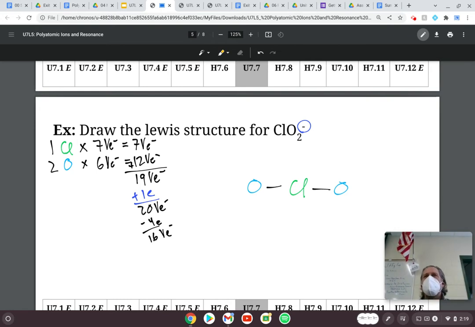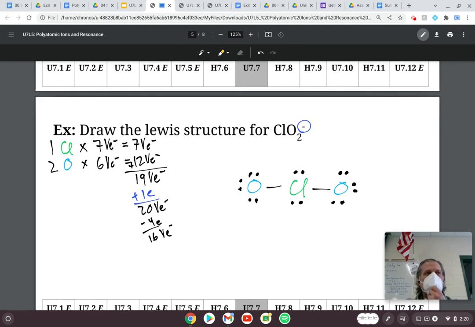So now I'm going to go and start adding electrons until I've used all 16. So as pairs, 2, 4, 6, 8, 10, 12, 14, 16. The oxygen on the right has one bond and 6 dots. That one bond is worth 2 electrons, so it has 8 electrons around it. The oxygen on the left has one bond worth 2 dots or 2 electrons and 6 dots, so that's 8 electrons.